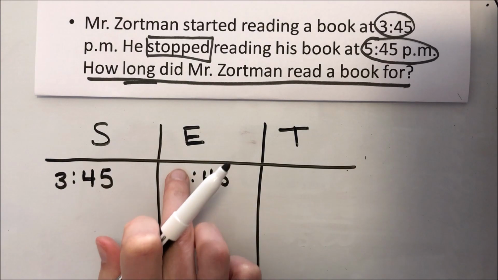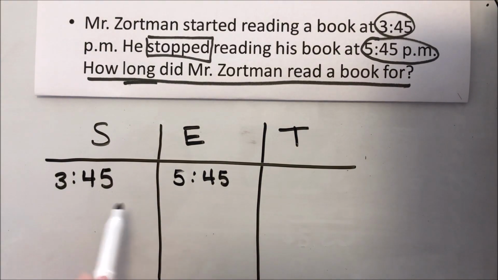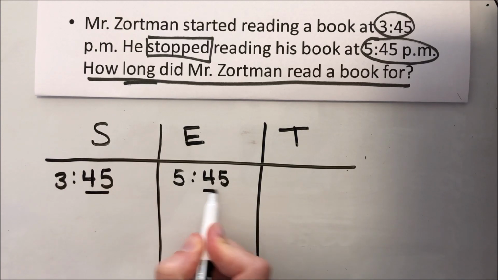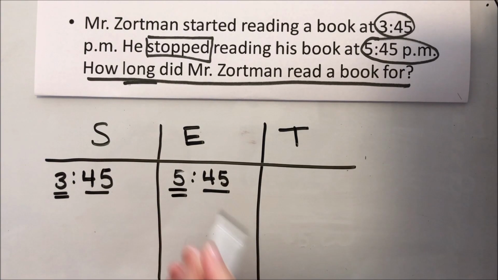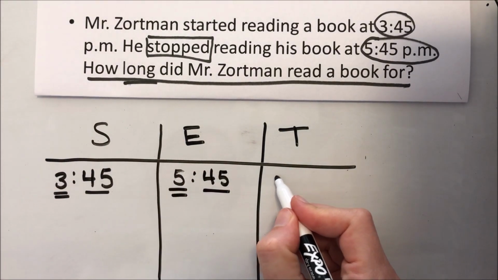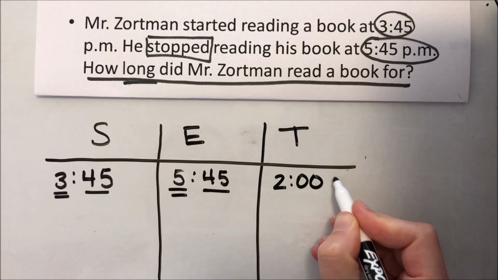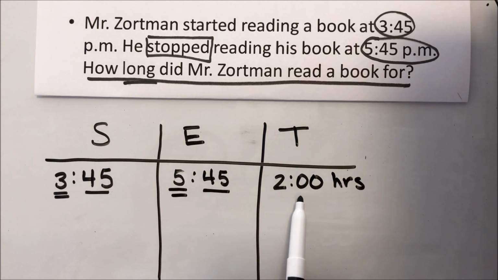Now, sometimes we can get a little confused because we think that we have to do something with these minutes. But if you look, the minutes are the same, 45 and 45. So really, I only need to go from the hour of 3 to the hour of 5. So how do I get from 3 to 5? Well, 3 to 4, 4 to 5. So that means I have 2 hours. So Mr. Zortman read his book for 2 hours because there's 2 hours between 3:45 and 5:45.